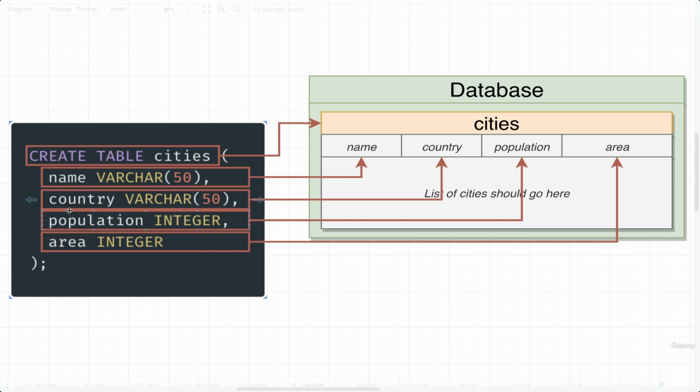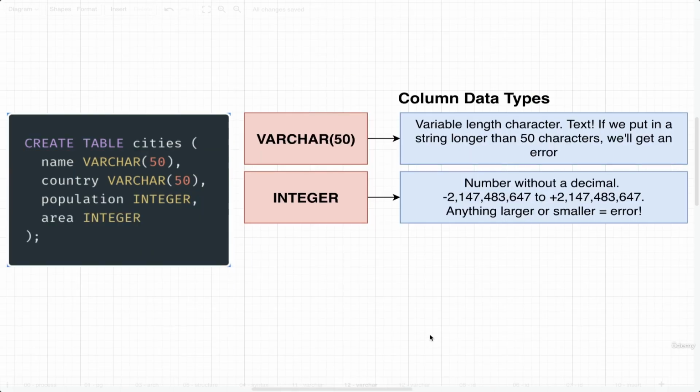Then, right after each of these different column names, we listed out the type of data that would be stored inside of that column. So we said that name and country were going to contain data of type varchar 50, and population and area would contain data of type integer. So what exactly is a varchar 50 or an integer? Well, these are 2 examples of column data types.